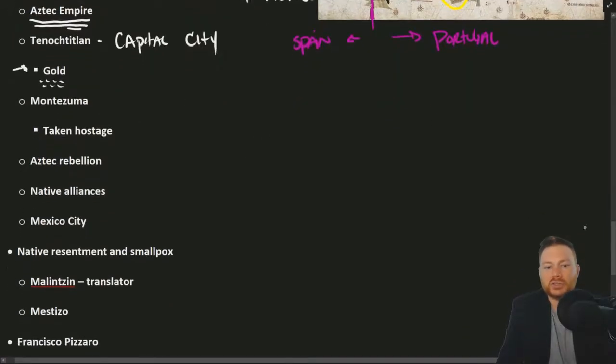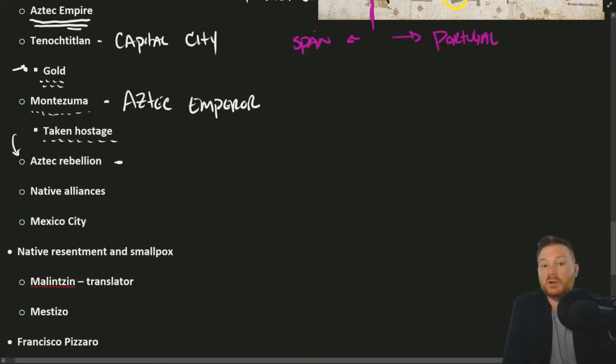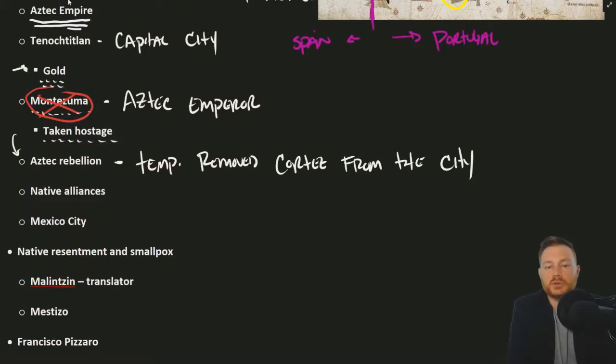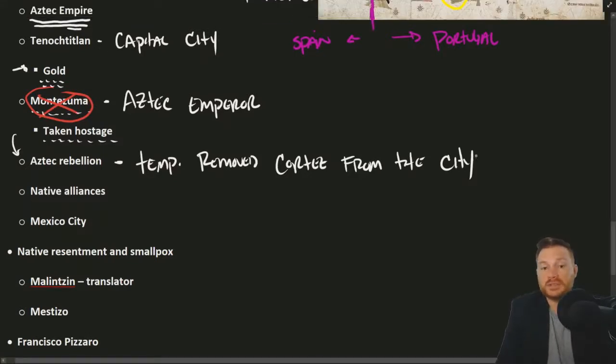Cortez and his men took the Aztec ruler Montezuma hostage. So Montezuma, we'll say of him, he was the Aztec emperor. The Spanish also killed many of the Aztec priests. In the subsequent rebellion, Cortez was temporarily kicked out of the city. So we might say of the Aztec rebellion, temporarily removed Cortez from the city. During the rebellion, Montezuma was killed by the Spaniards, and so the Aztec emperor was slain. However, Cortez's conquest wasn't done.